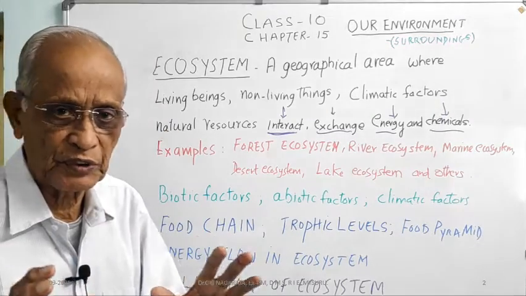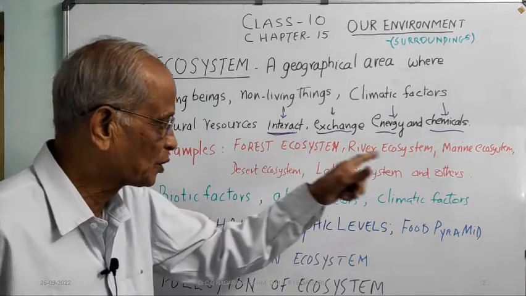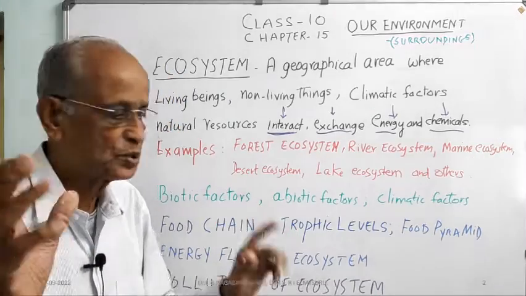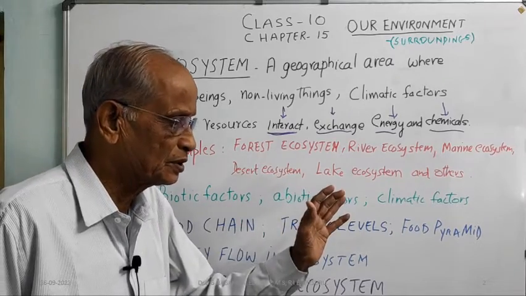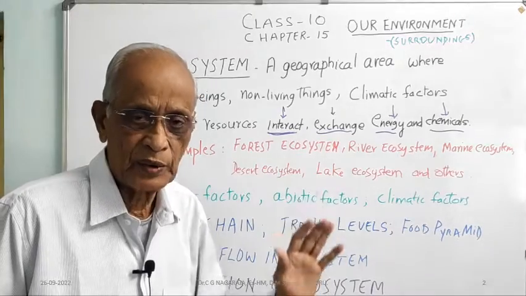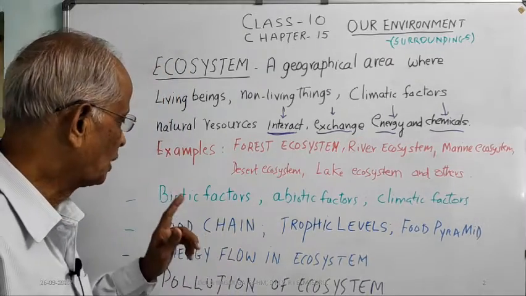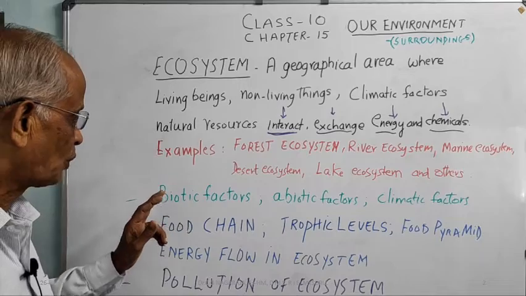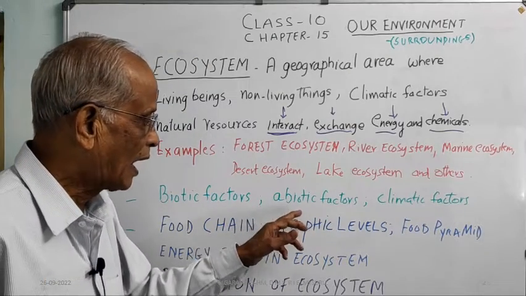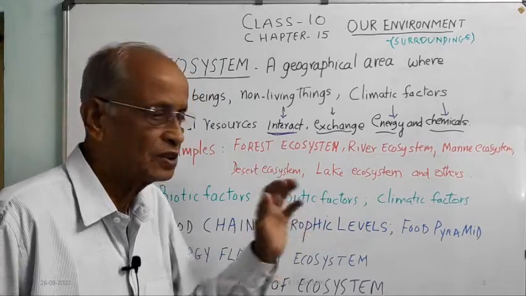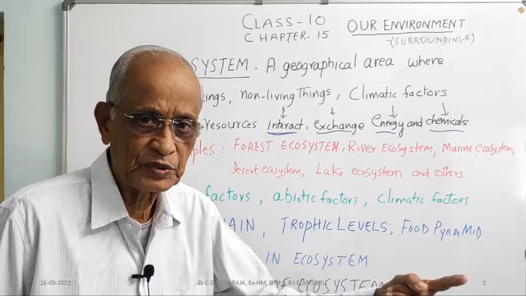Examples for ecosystem are forest ecosystem, river ecosystem, marine ecosystem, desert ecosystem, lake ecosystem, and others. I will not explain this further. But in your textbook, you have to understand what you mean by biotic factors, abiotic factors, and what the climatic factors are. We will discuss it in the next video.